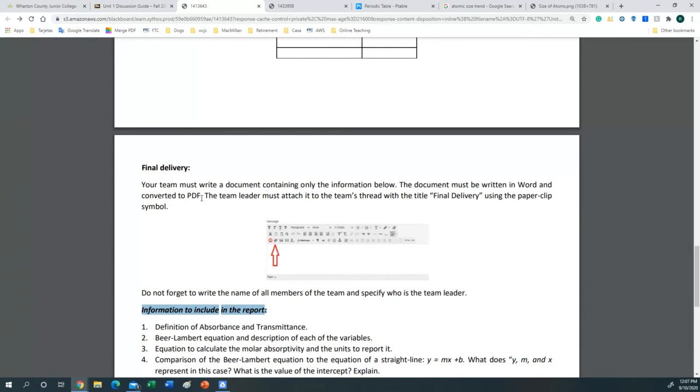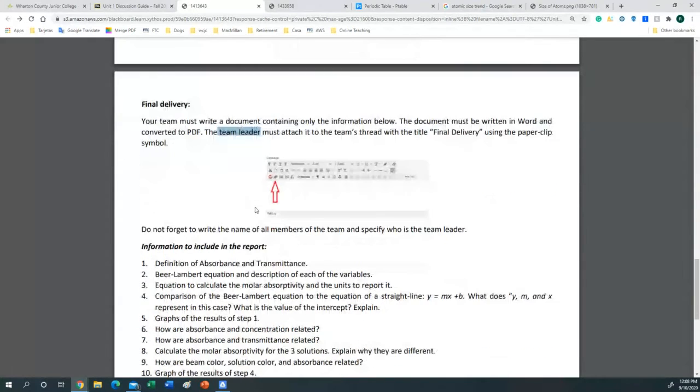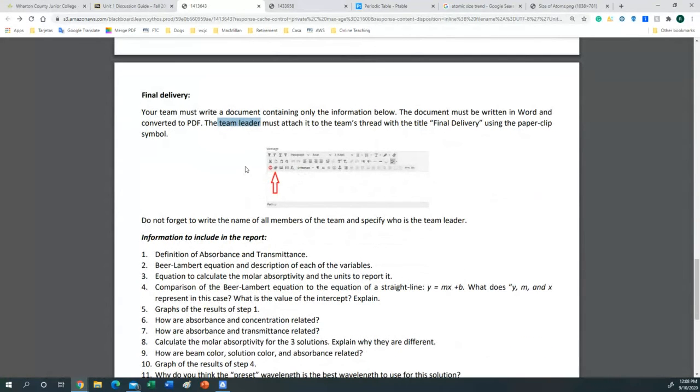There are many ways to convert from Word to PDF. You can actually download an app to your phone and just take photos and then convert it to PDF. There are many ways, right? If you don't know how to do it, just let me know. But anyway, the team leader, or at this point, anyone, I'm not expecting this from the team leader, but if someone else does this part, it's not a problem, as long as I have a document to grade, right?